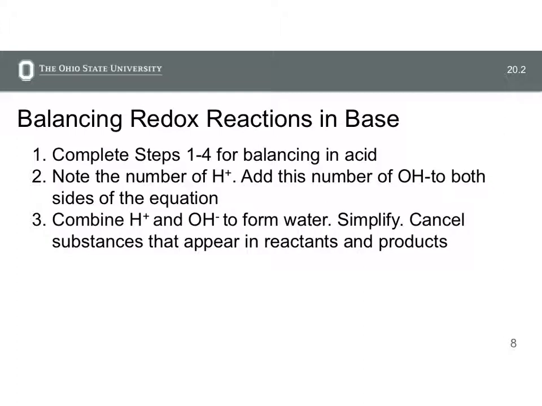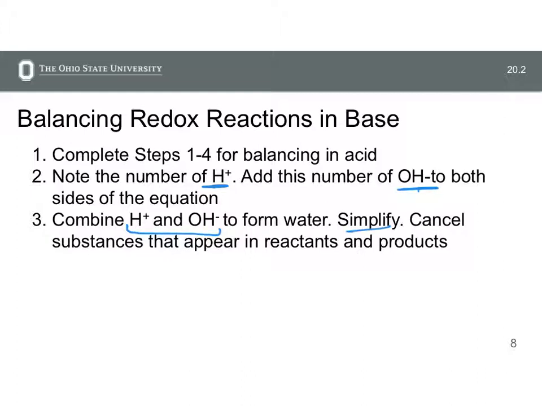So balancing redox reactions in base, you start the same way as you do for acid. So you basically do steps 1 through 4 in the previous slide. Then what we're going to do is look at the number of hydrogen ion that we have, and add the same number of hydroxide ion to both sides of the equation. And then we combine H plus and OH minus to form water, because we know that when we add strong acid to strong base, it completely reacts to form water.